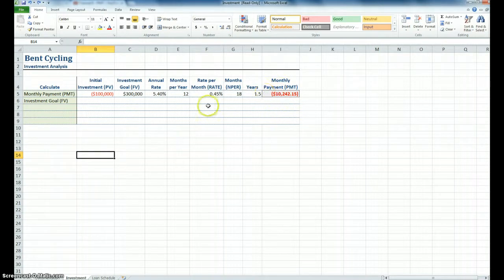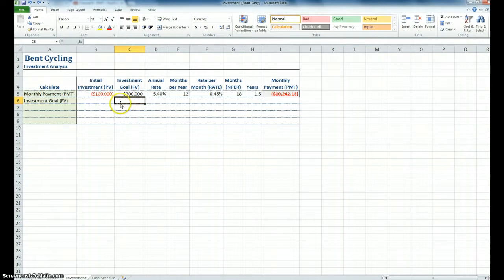So now what we're going to try to figure out is what would the goal be? What would we have at the end of 18 months if we started with $100,000 and put in $7,500 a month? Okay, so here's our wild card. This is what we're going to try to figure out right here. I've already got investment goals typed in A6 like it says in step 1 of 495.